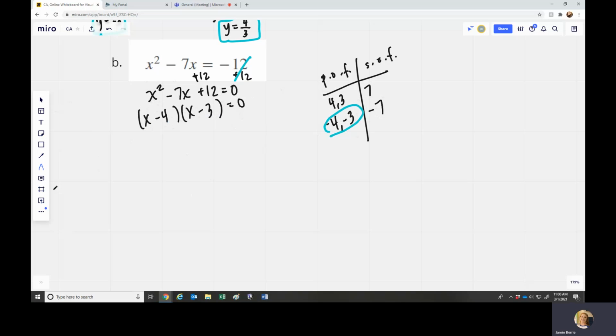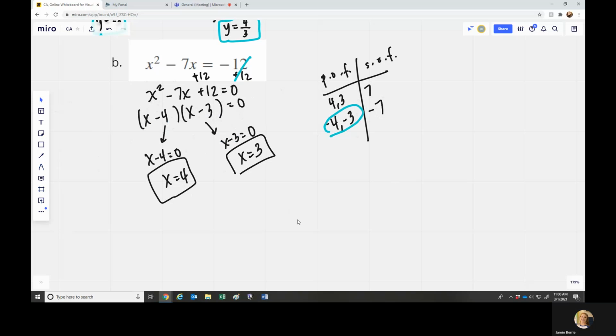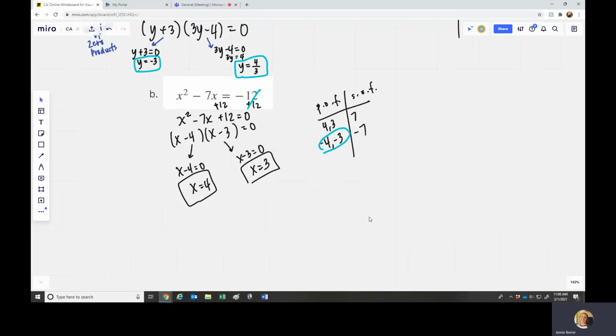Then again, I'm going to use the principle of zero products to set each piece equal to 0. So my 2 answers are x equals 4 and x equals 3. Not too bad. That was easier than the last one. So that's the method of factoring.